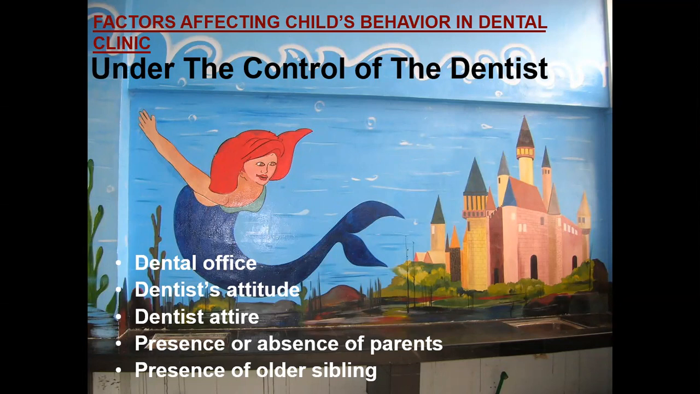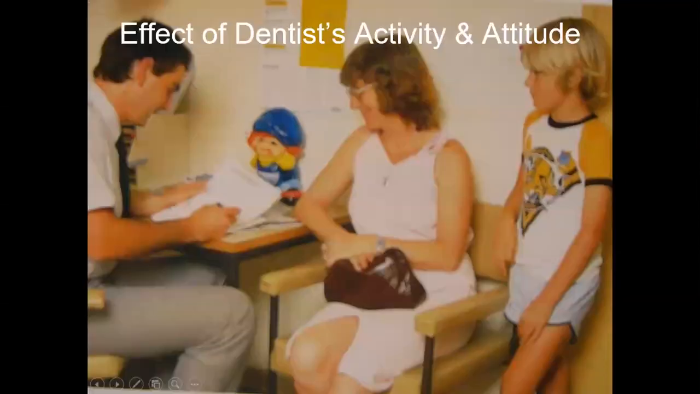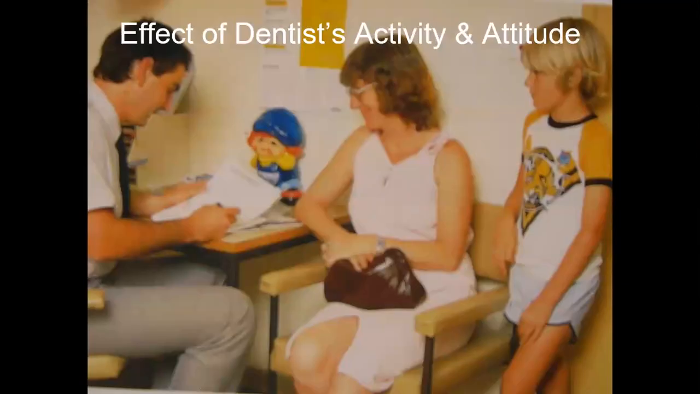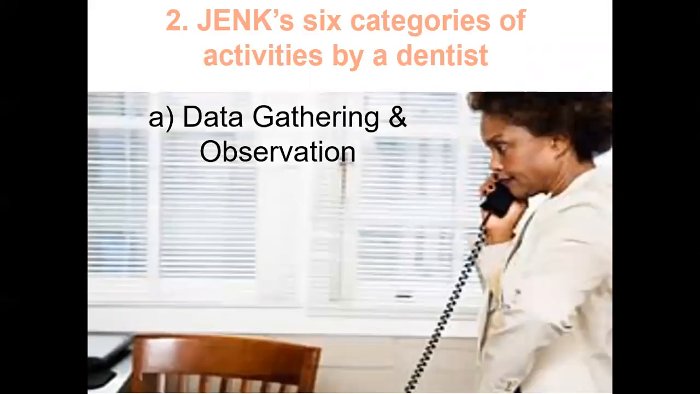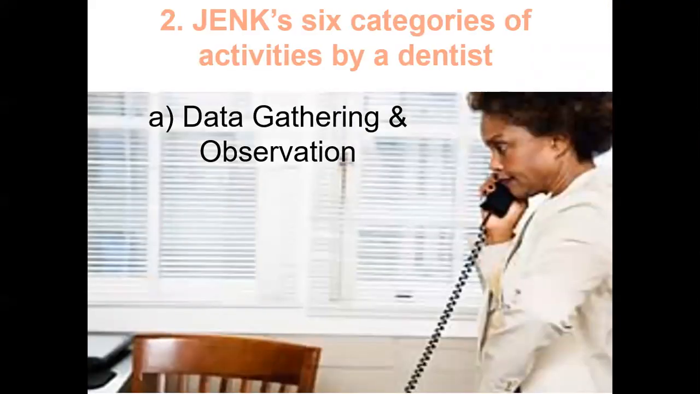So first is effective dentist activity and attitude. According to Jens, he has made 6 criteria or 6 categories of activity that a dentist should do before he starts treating a child. First is the data gathering and observation.